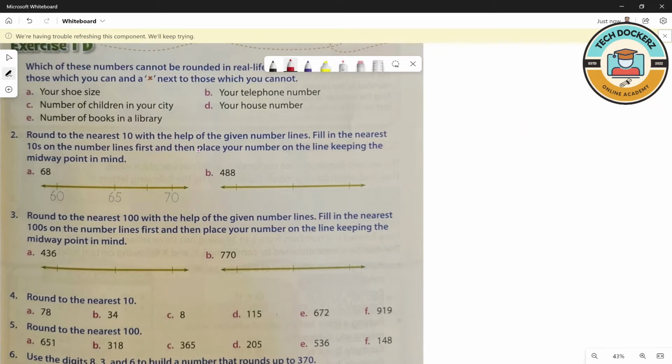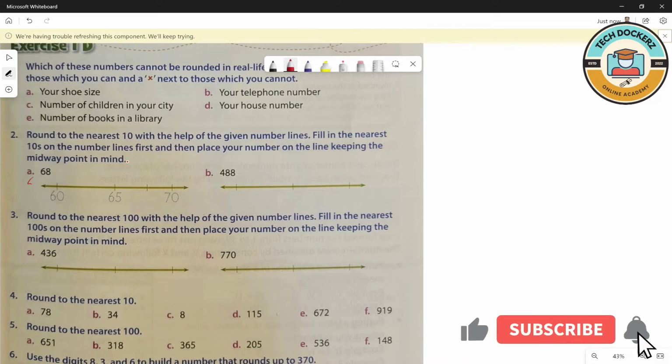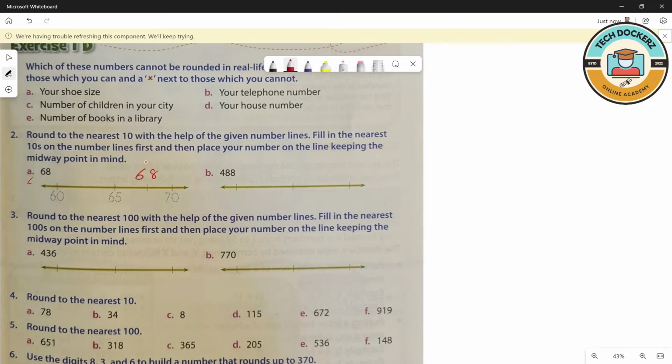Round to the nearest 10 with the help of the given number lines. So fill in the nearest tens on the number lines first and then place your number on the line keeping the midway point in mind. Question number 2A is 68. 68 falls between two tens, which are 60 and 70. The midway is 65 and your number is 68. So this number will round to the nearest 10, which is 70.